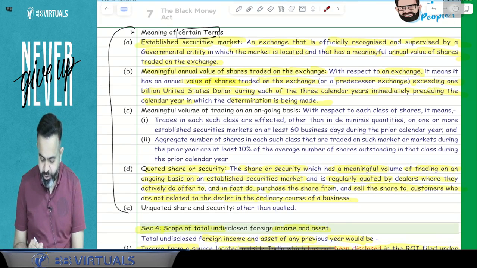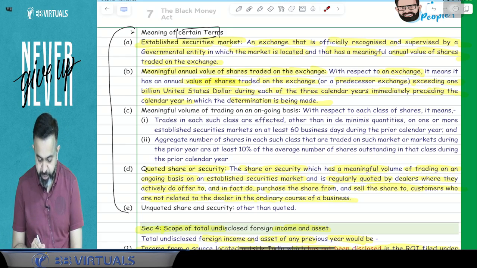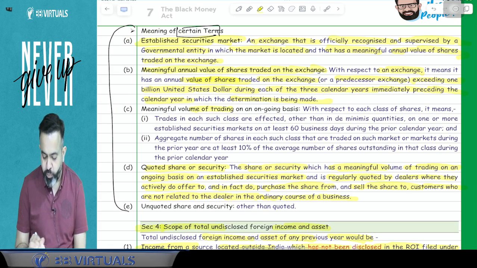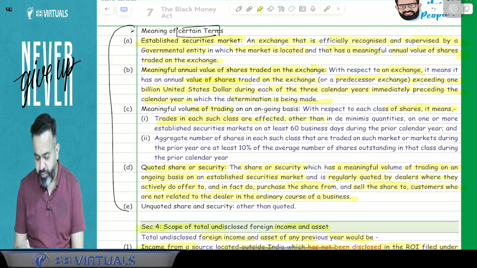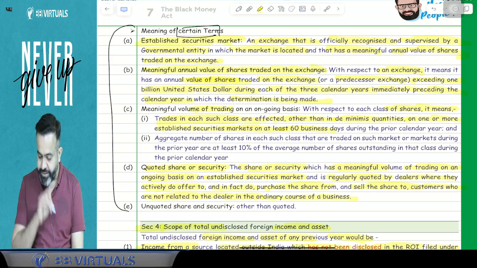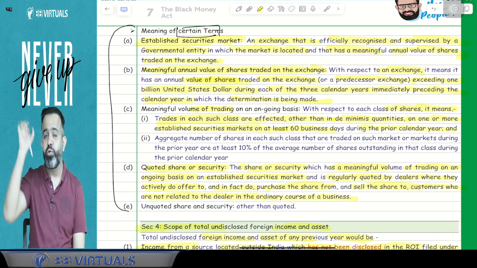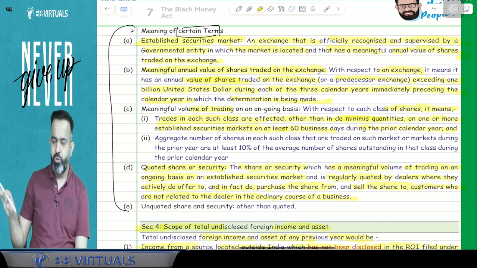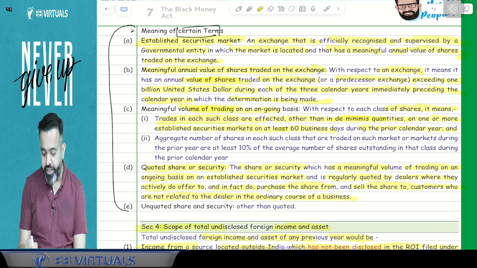Okay. Now here they mention that quoted share and security means the security which has the meaningful volume of trading on an ongoing basis. Now what do you mean by the meaningful volume of trading on an ongoing basis? They define it here: with respect to each class of the share, it means trades in each such class are effected, other than in de minimis quantity, in one or more established security markets on at least 60 business days during the prior calendar year. Meaning in case of that particular security, in the last calendar year, there was trading on at least 60 business days, except the de minimis quantity. De minimis quantity means except the small 1 or 2 quantity, just ignore that. But otherwise there were 60 business days on which that share was traded. That is called your meaningful volume of trading on an ongoing basis.